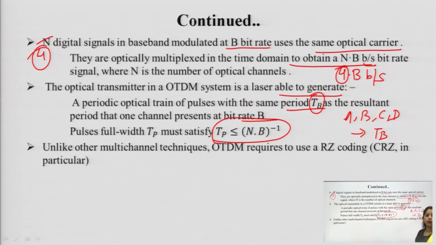So what coding is required by this OTDM? It requires RZ coding. So these multiplexing techniques are used in the case of an optical system.